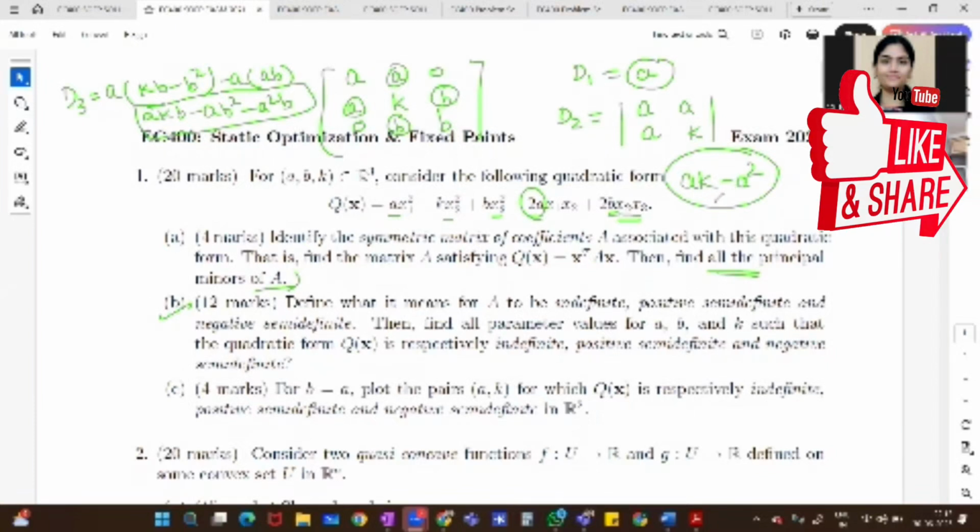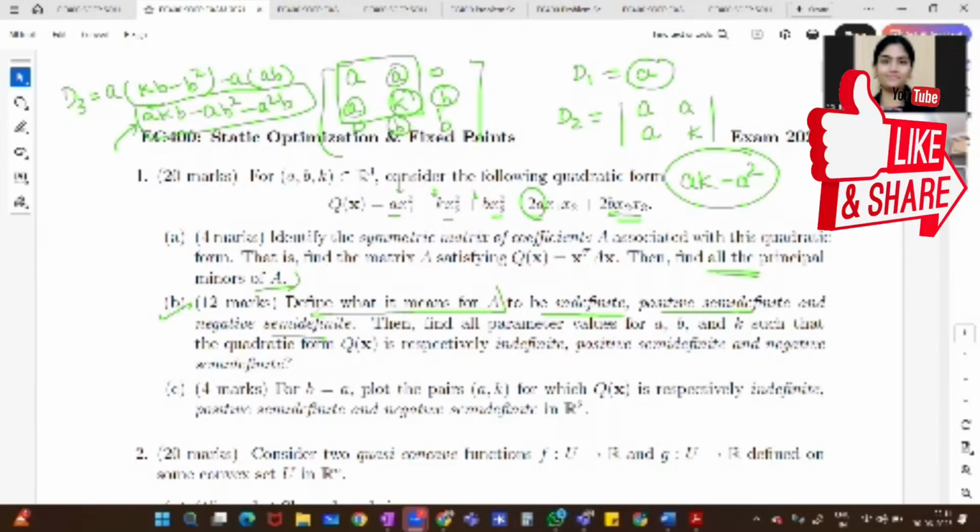We take only the first four elements like this, right? Yes, A, K, B. Then A, K minus square. Just one second, then I'll calculate D3.